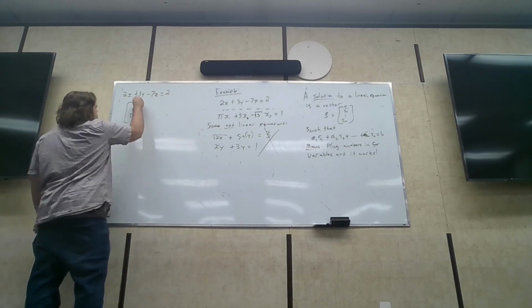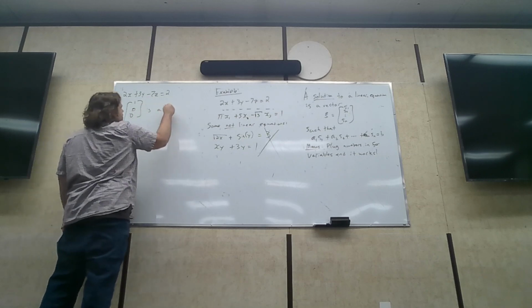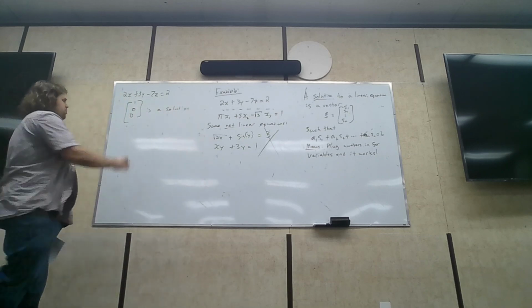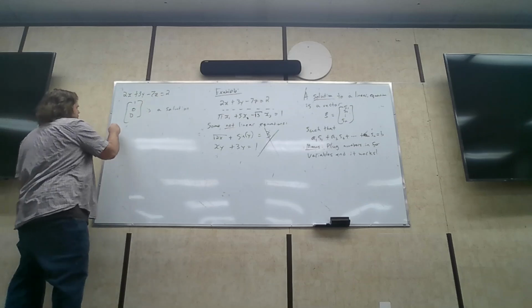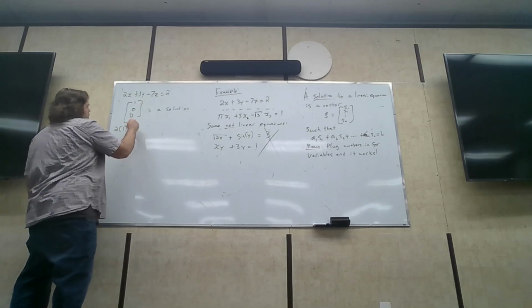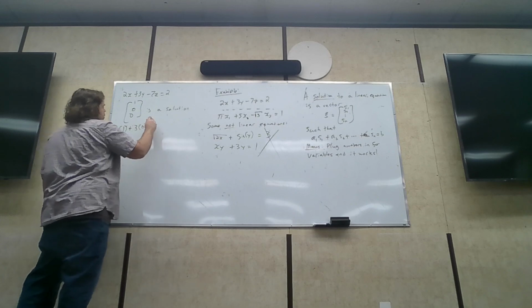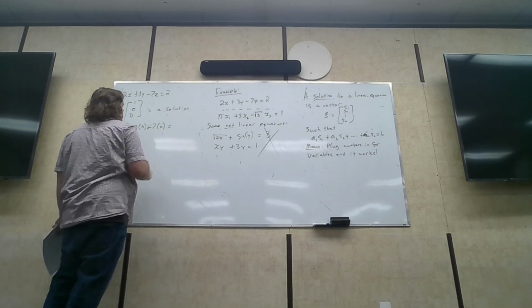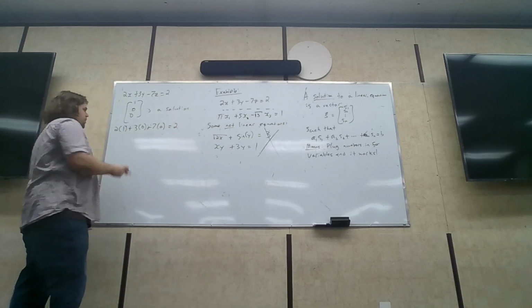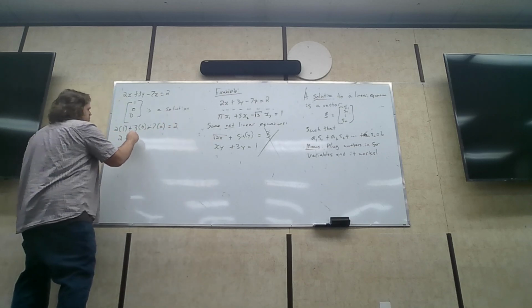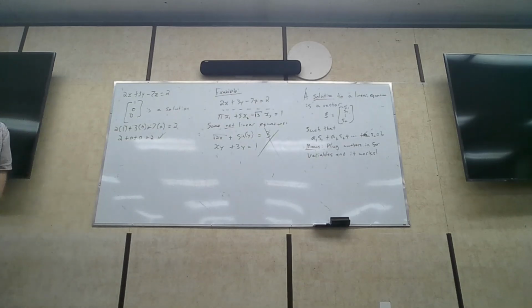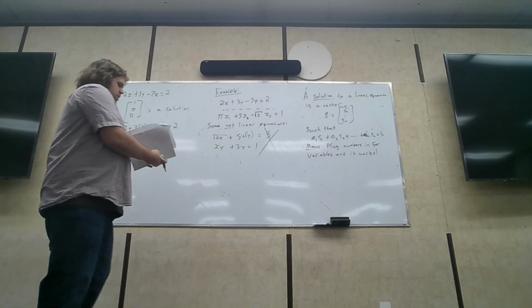(1, 0, 0) is a solution. So what does that mean? It means if we plug these numbers in for the variables, we better get 2. Right, so 2 times 1 is 2, plus 0 equals 2. So it worked, right? That's all we mean by solution. It's just something that we can plug in and it works.